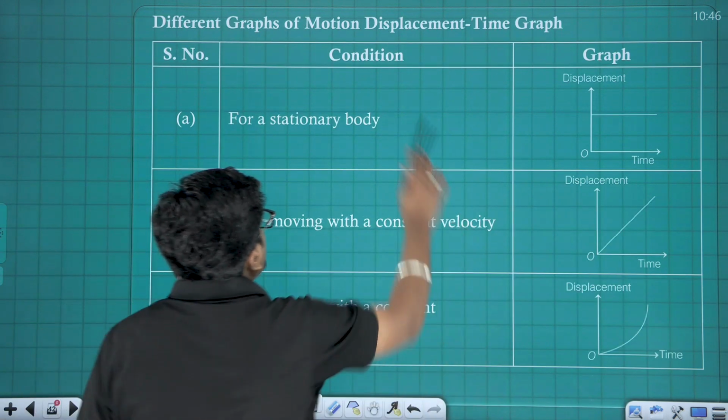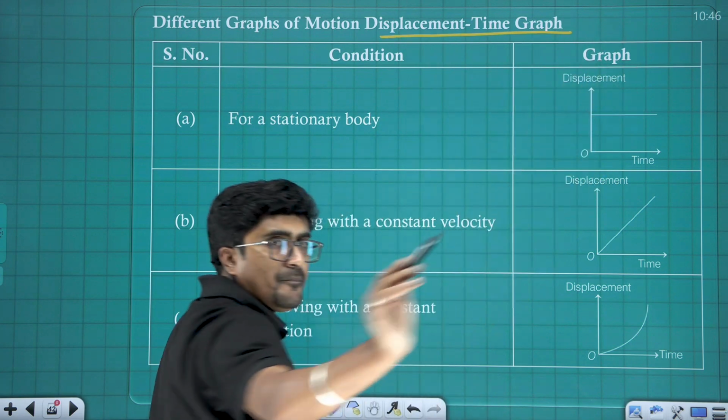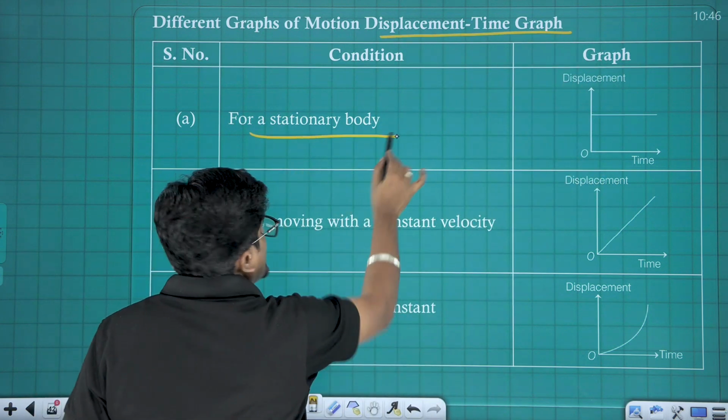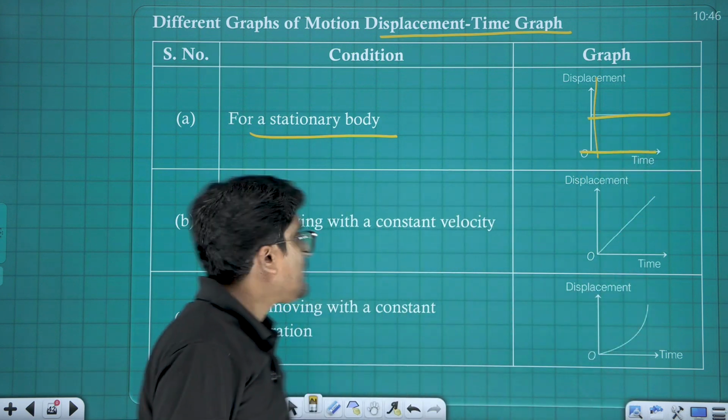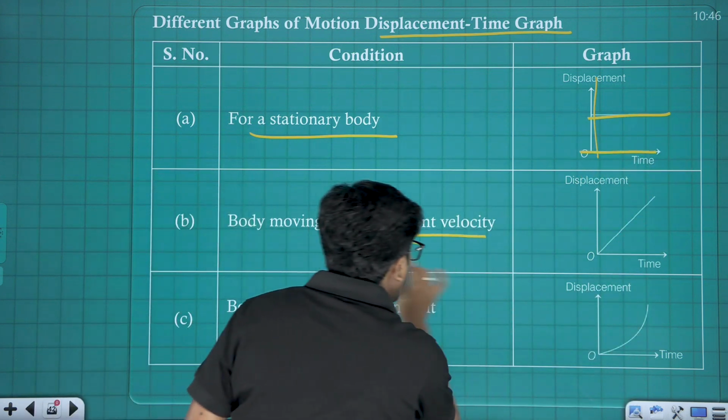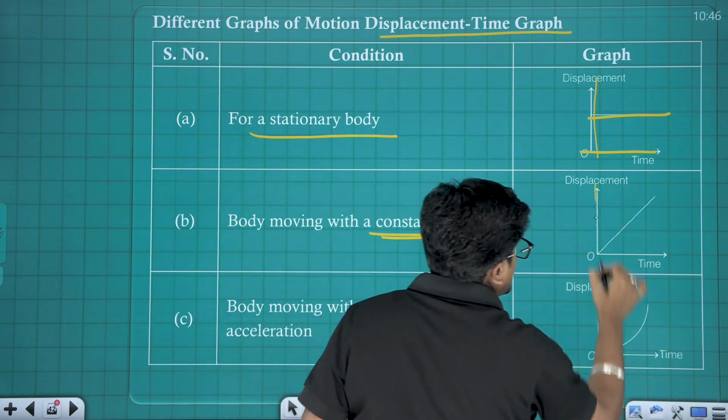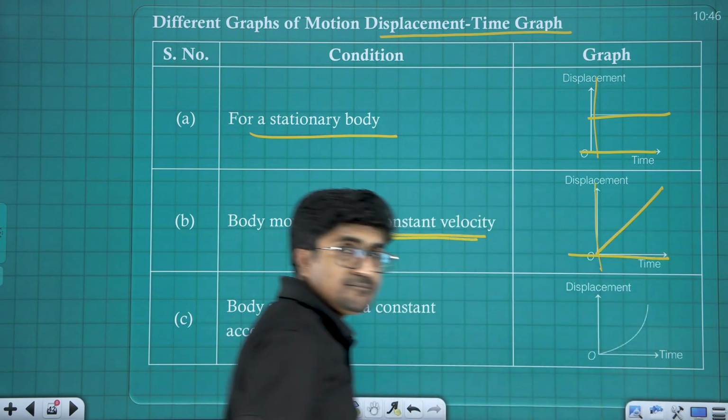So first of all, we are going to have displacement time graph. Okay, first one is stationary body. So position is not changing. You can see the graph like this. Next is body moving with constant velocity. Here it's going to be a straight line.